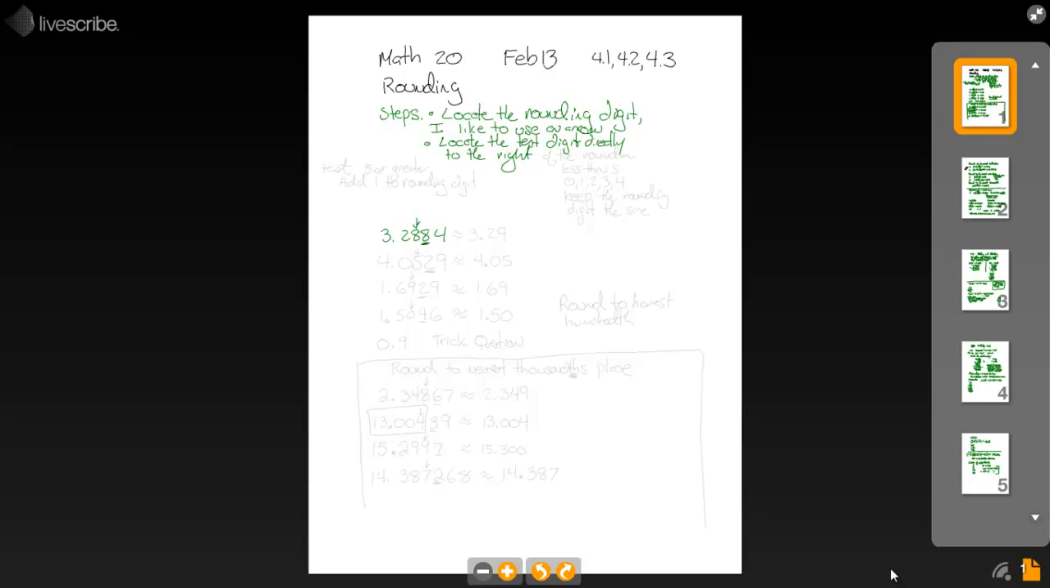And what I like to do, and this is not required, is I like to underline the test digit. I found that this helps students over the years to have an arrow on where you're rounding at and an underline on what you're looking at. You might like to box in the test digit. I've seen that happen before.